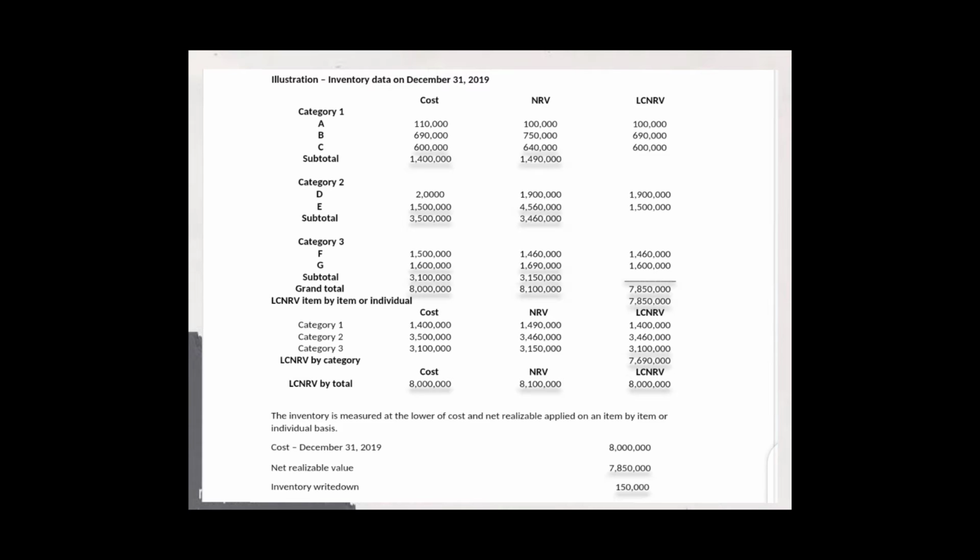So, in direct method, i-record natin at lower of cost or NRV, i-record natin at 7,850,000 inventory, then direct sa cost of goods sold. The loss of inventory write-down of 150,000 is not accounted for separately. Hindi na pinasok ang 8 million and 150,000 separately. So, ganito ang magiging proforma ng entry.